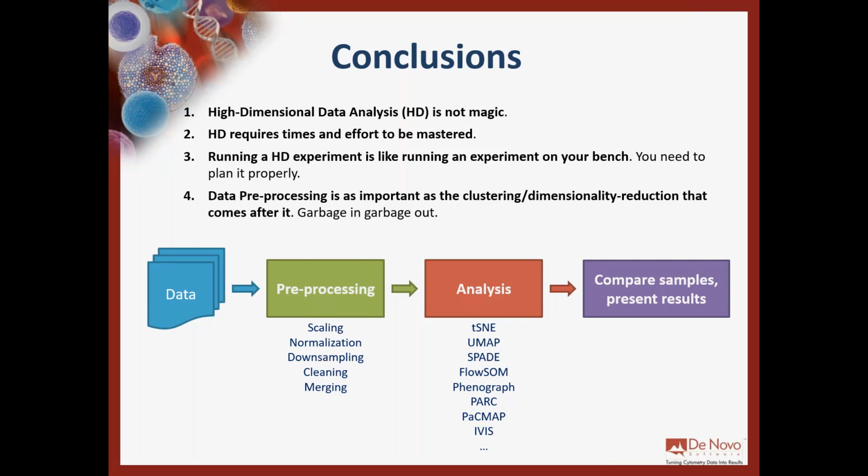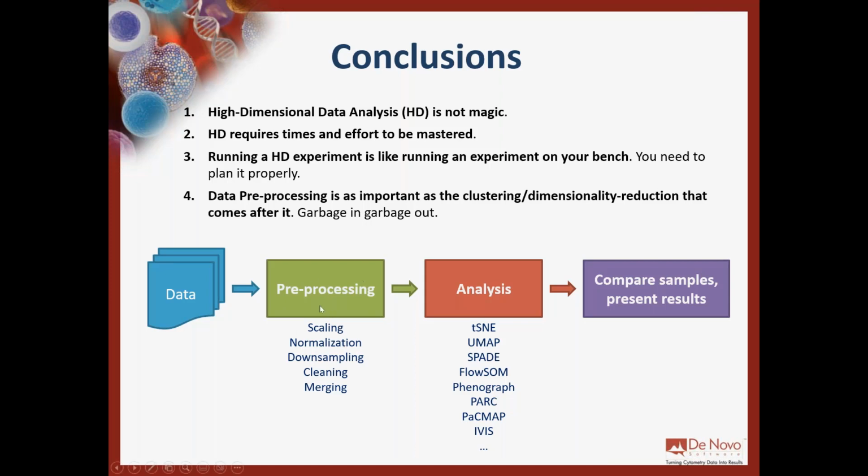Try to enter the mental model in which a high-dimensional data analysis experiment is like an experiment on the bench. So you need to plan it. You need to really focus on what you're doing, in which order, and why you're doing that. And finally, give the right importance, which is really important, to the pre-processing. Because garbage in, garbage out. So if the pre-processing is poor, also tSNE and FlowSOM and Phenograph will generate bad results.